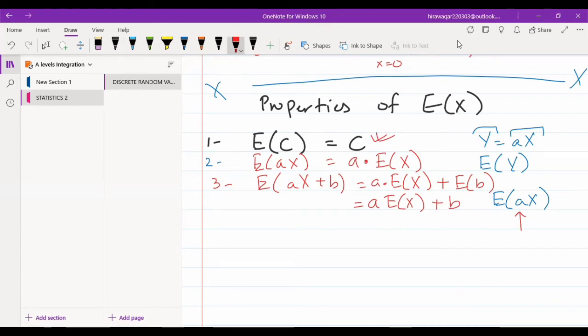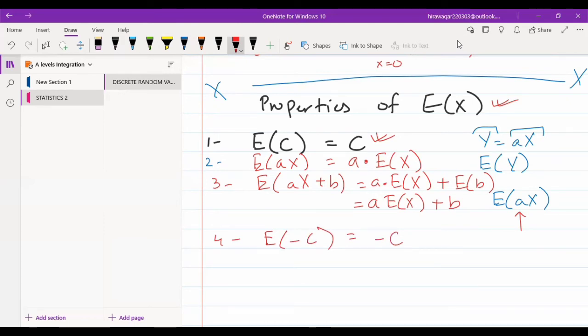Now, moving further, you need to know that if you have the negative value of any constant, you will get the negative value. If you have the positive value, you will get the positive value, because in the mean, which is also known as expectation, which we are studying right now, there is no change of sign. Let's suppose if this is minus c, our answer would be minus c.